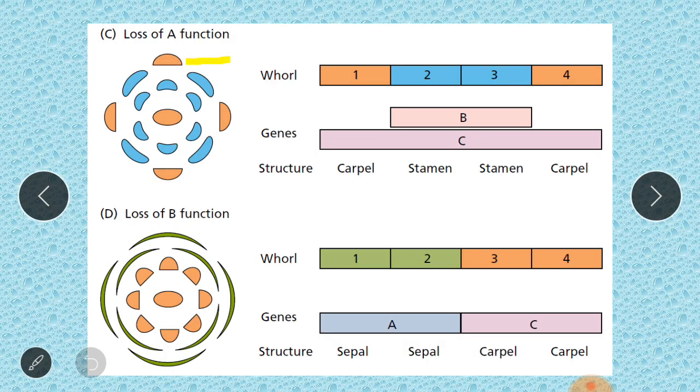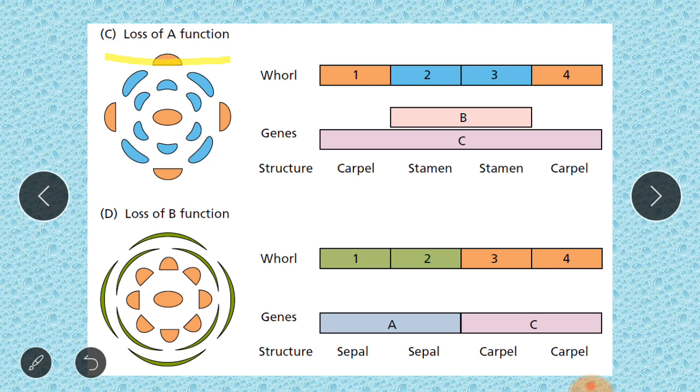Now if the function of A is lost, then C will take the place of A. Then here carpel is formed, B plus C stamen is formed, again B plus C stamen is formed, and carpel is formed. So in the loss of function of A, the phenotype will be carpel, stamen, stamen, carpel. That you have to remember.